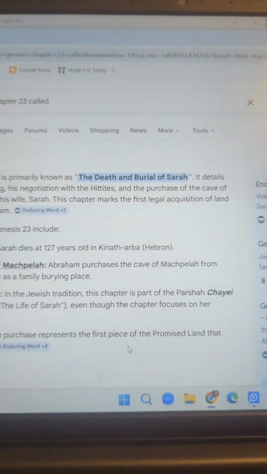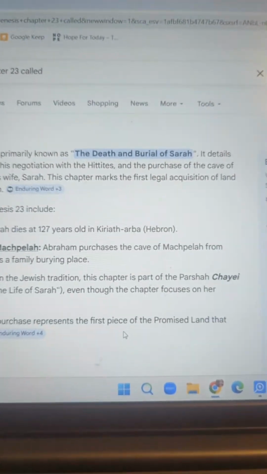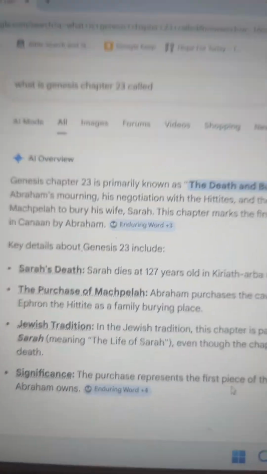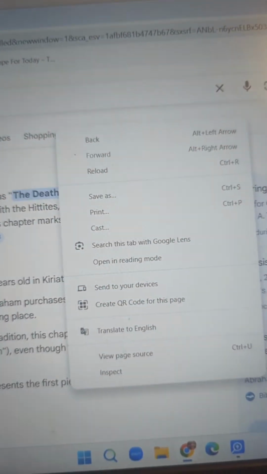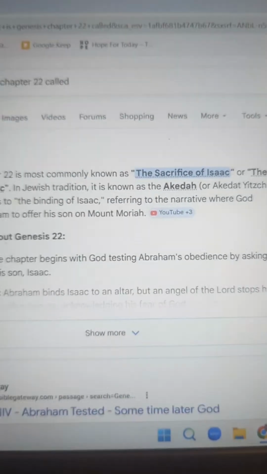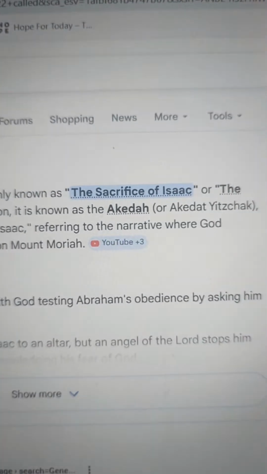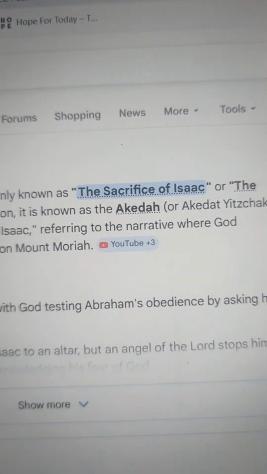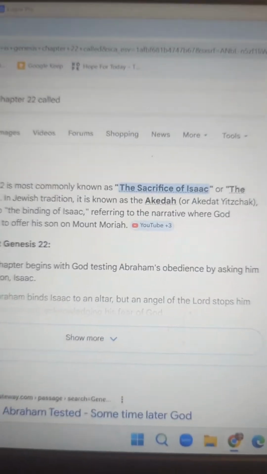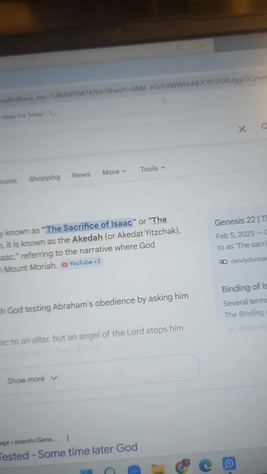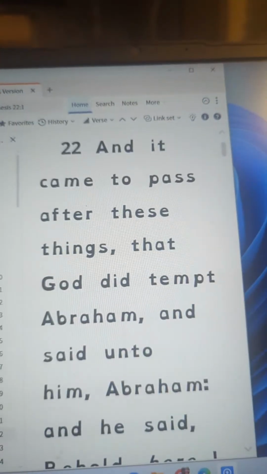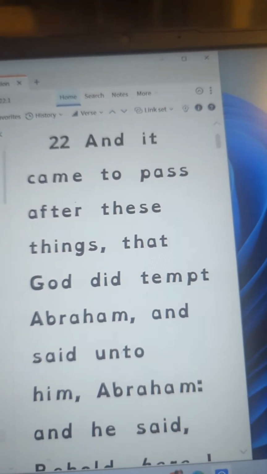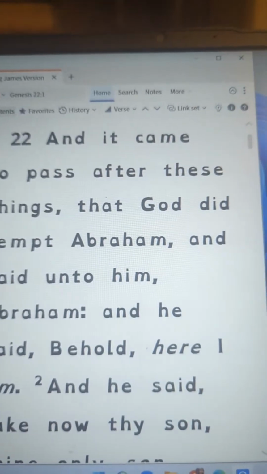Okay, so why am I looking this up? Because it's just interesting. First we were looking at the other chapter. If you just got here, this is the Akedah, Akedah Yitzhak, the sacrifice of Isaac. Okay, all right, good. Now we've got a little basic background. Let's read the Bible. Okay, fine, I'll read the Bible.